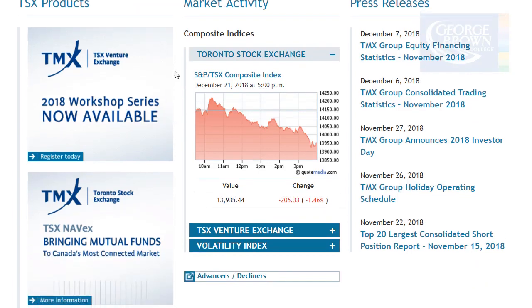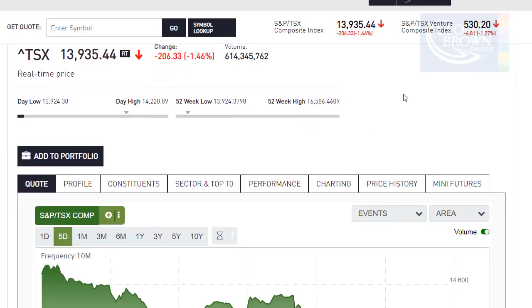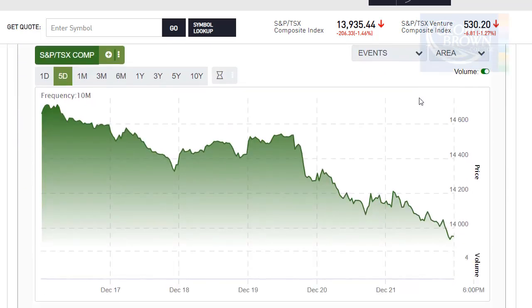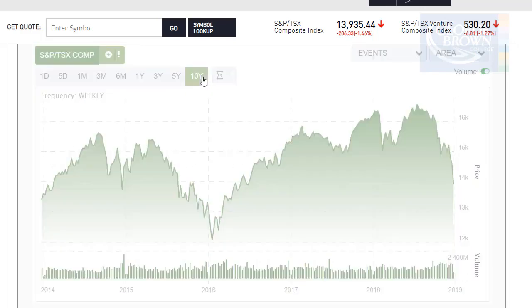And the index for Toronto is called the S&P TSX Composite Index. So if I click on that chart, it's going to bring up the quote for the Toronto Stock Exchange. And you can see that on Friday, it closed at 13,935.44. That's the level of the index. And it was down over 200 points, which was down negative 1.46%. And that was Friday, December the 23rd, 2018. Okay. And again, you can look at the 5-year charting, 10-year charting, etc.